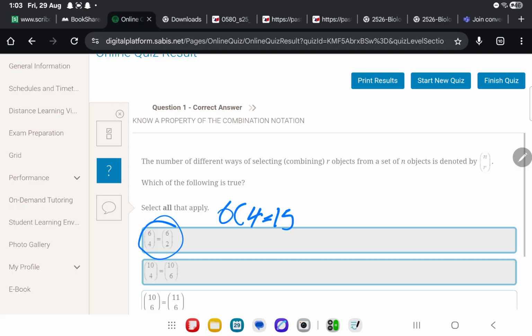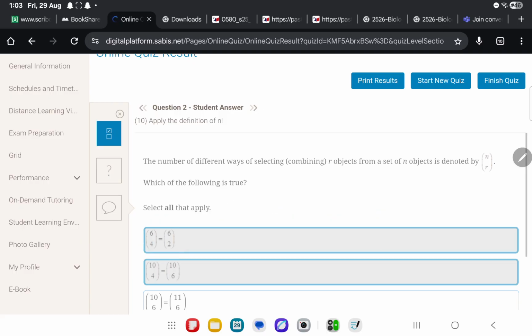Now, let's check for 6C2. So just swap the 4 out with the 2. 6C2 is also equal to 15. This is the proper notation, by the way. Ignore this, this is because the numbers are too big. This is true, and you can always do this on a calculator. Anyway, the same goes for the second case in this question.